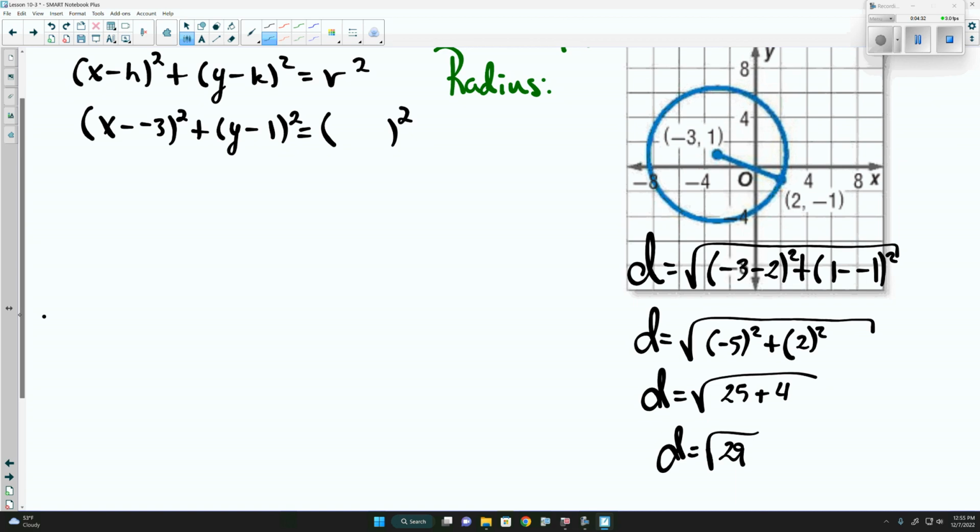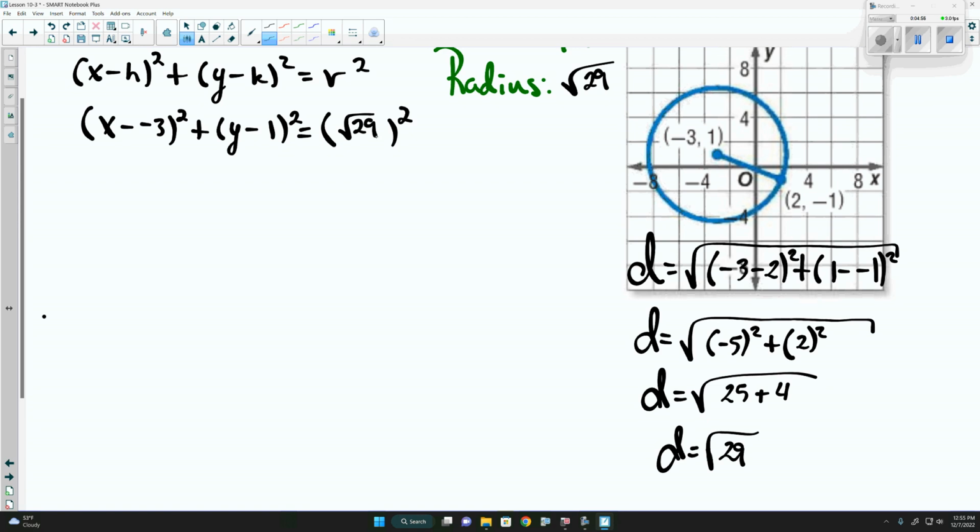Now we don't have to simplify that. It actually works out that it doesn't simplify to a nice number. But we can leave it as the square root of 29. Even if it had been something nicer, say square root of 12. Square root of 12 does reduce. It's 2 square root of 3. But in the formula, because that's what we're trying to find, we have to plug it back in here.